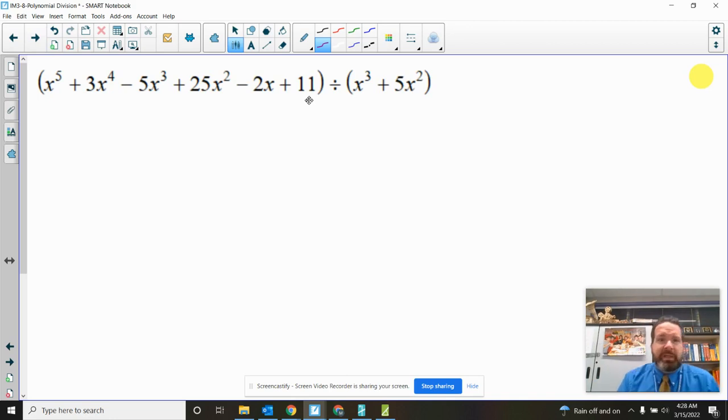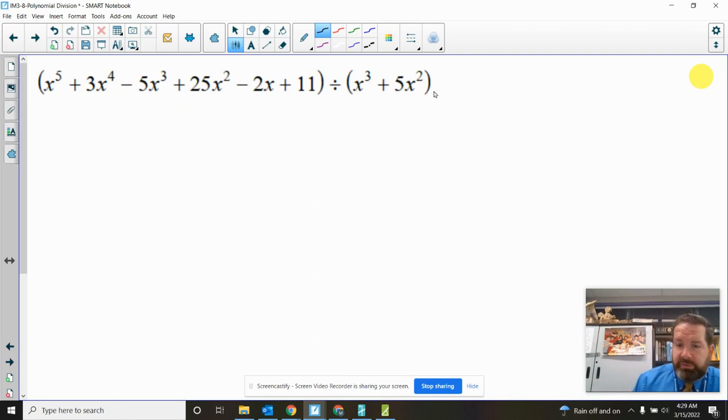Okay, next up. Ooh, this looks a little nasty. That doesn't necessarily mean that it's going to be. So let's see what we need. X to the 5th divided by x to the 3rd. So that means subtract the exponents. That gives me 2. So I'm going to need a space for my squared, my first power, and my constant. So 3 across the top.